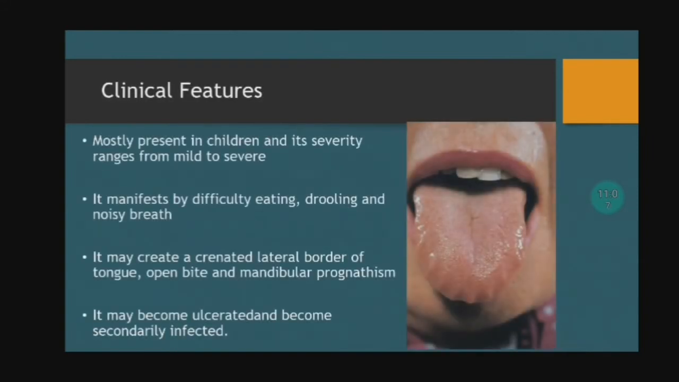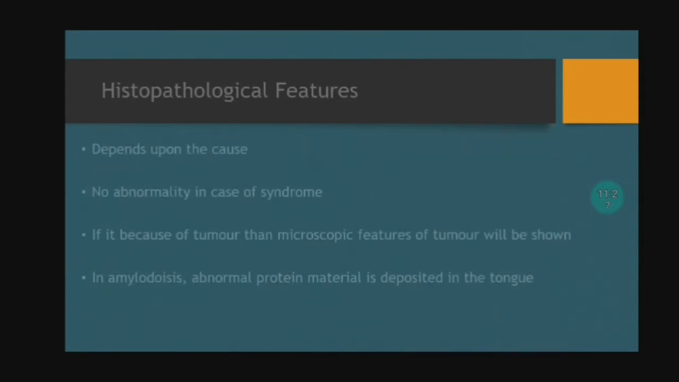Clinical features: mostly present in children, and its severity ranges from mild to severe. It manifests by difficulty eating, drooling, and noisy breathing. It may create a crenated lateral border of the tongue, open bite, and mandibular prognathism. It may become ulcerated and secondarily infected.